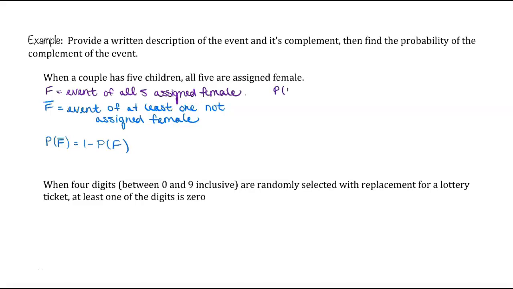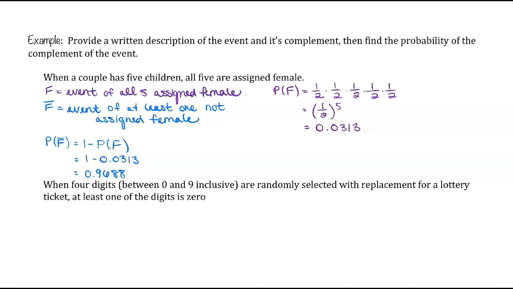So let's find that probability of F. The probability of the first child being assigned female is 1 over 2, and the probability of the second child being assigned female is also 1 over 2. It's the same for all 5 children. They have approximately a 50-50 chance of being assigned male or female. This is equal to 1/2 raised to the power of 5, or 0.0313. And having that, we can calculate the probability of the complement. That's 1 minus 0.0313, or 0.9688.